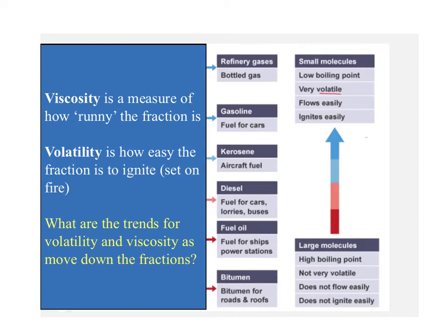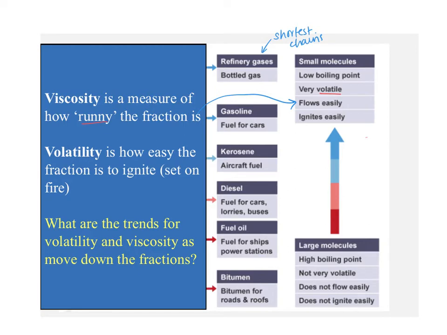Okay, so viscosity is how runny things are, so how liquidy, how fluid, how easily they move from place to place. And what we can see in this fractionating column is that actually the shorter the chain length, the less viscous the substance is. And you can tell that from the fact that at the top of the column, where the shortest chains are, they're actually a gas.